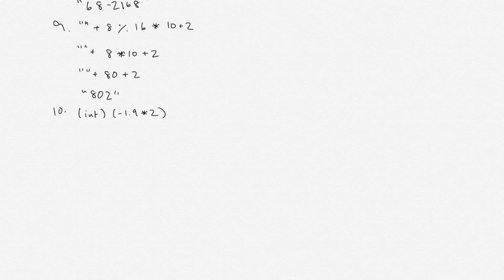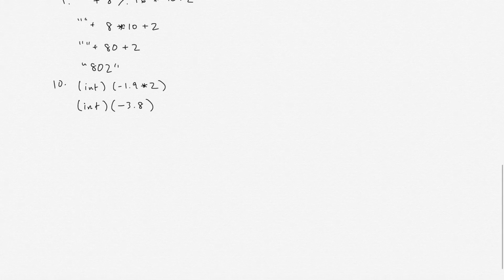What we'll just do here is we work on the inside. We get int parentheses 19 times 2 is 38, so it's negative 3.8. Okay, and we just chop off the decimal point when we're converting to ints, so we get negative 3.